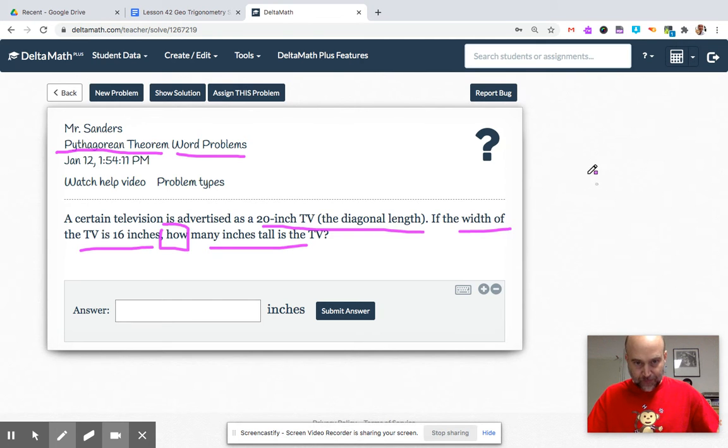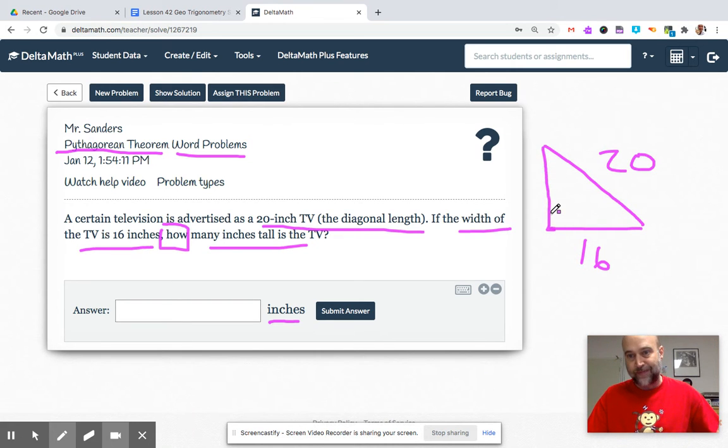So we have a diagonal. That's 20. Everything's in terms of inches, so our units I can just kind of let go and make sure they're included at the end, and they are. And we have width. Well, you call that this side right here is 16. And then how tall is it? How tall? Okay, so just do your best to draw it. It has to make a right triangle. So this is our unknown.